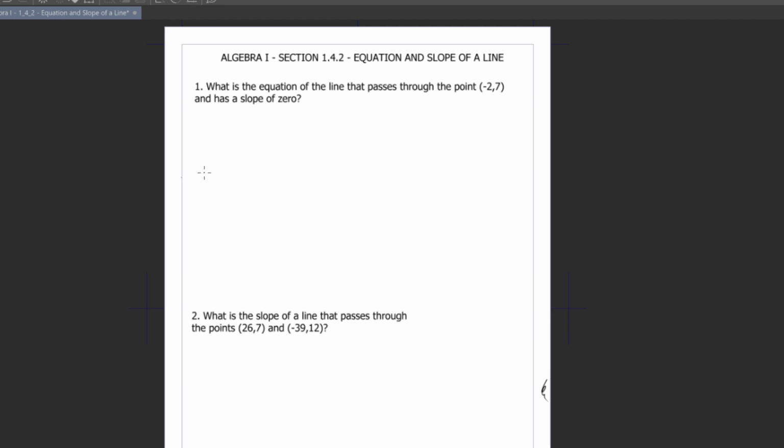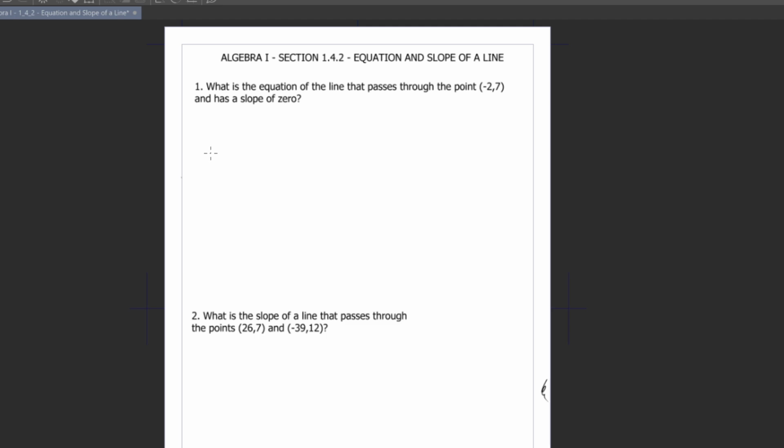Now, again, assuming all these equations are linear, right? So we're doing Algebra 1, Section 1. A majority, if not all, of these problems are going to involve linear equations unless I specify otherwise. Assume the equation is linear.